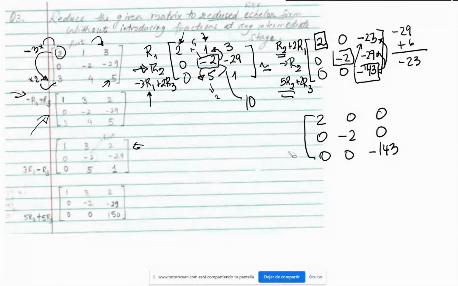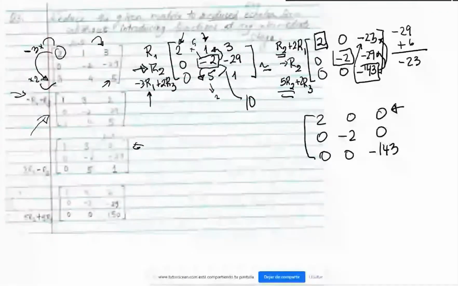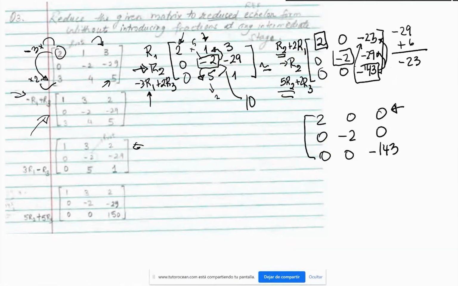But let me explain why again. To get a 0 here, you had to multiply this first. If you don't want to divide, you have to find the least common multiple of 23 and 143. You know, right? But you cannot factor this number. This is a prime number.